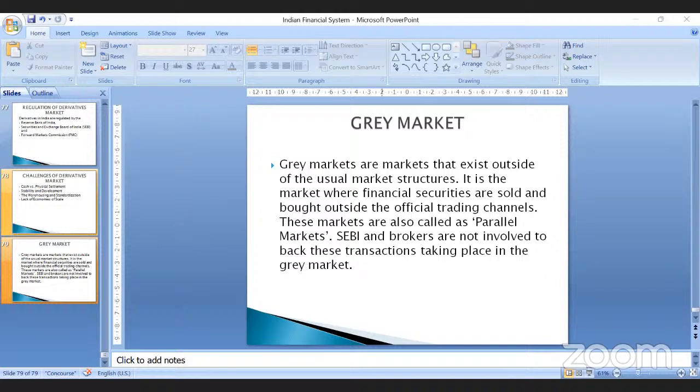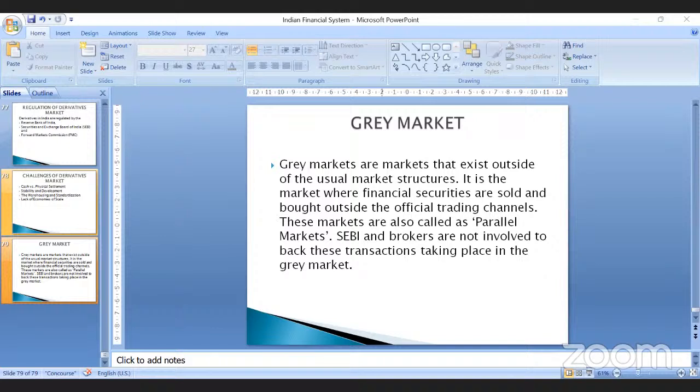Because there are no legal restrictions upon them, they operate in their own style, thinking about their own profitability, right? This is a market where financial transactions or financial instruments or securities are sold and bought outside the trading channels. There are no over the counter markets, there are no stock exchanges, but they have their own parallel markets running, right? Which are not monitored by SEBI, which are not monitored by brokers, which don't find a place in any authorized manner. So these are gray market securities.